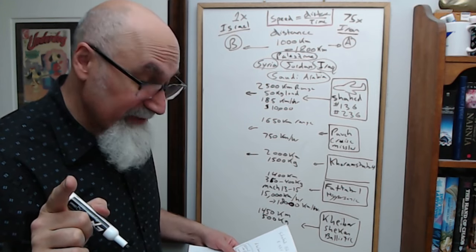Real Xenomorph, 343 meters per second. Awesome, thank you. 1,234 kilometers per hour. Thank you very much, Real Xenomorph, right? So let's do a little math.